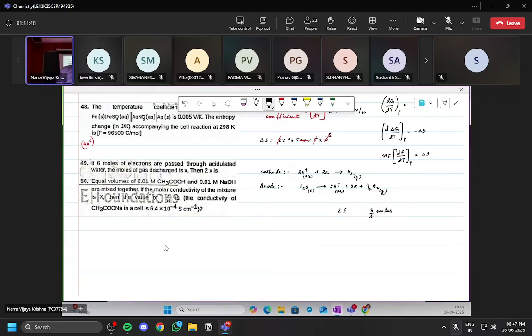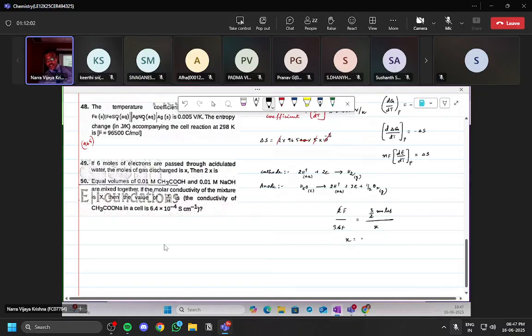If it is 6 moles of electrons, 6 Faraday, how much? So what is the value? x equals 9 by 2. Therefore 2x is, so the answer is 9. Next question.